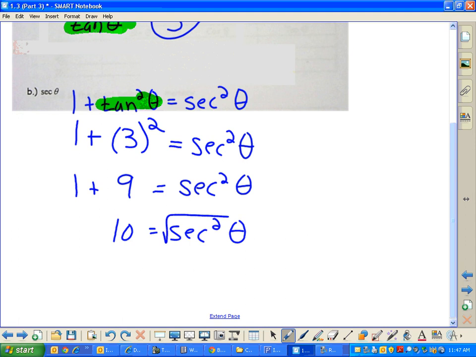And then I have to square root both sides to get rid of that squared. Now the secant of theta is equal to plus or minus the square root of 10. Please keep in mind that we're still dealing in quadrant 1. In quadrant 1, everything's positive. X's are positive, Y's are positive, everything's positive. So in this case, we can get rid of the minus sign again. So the secant of theta is the square root of 10.